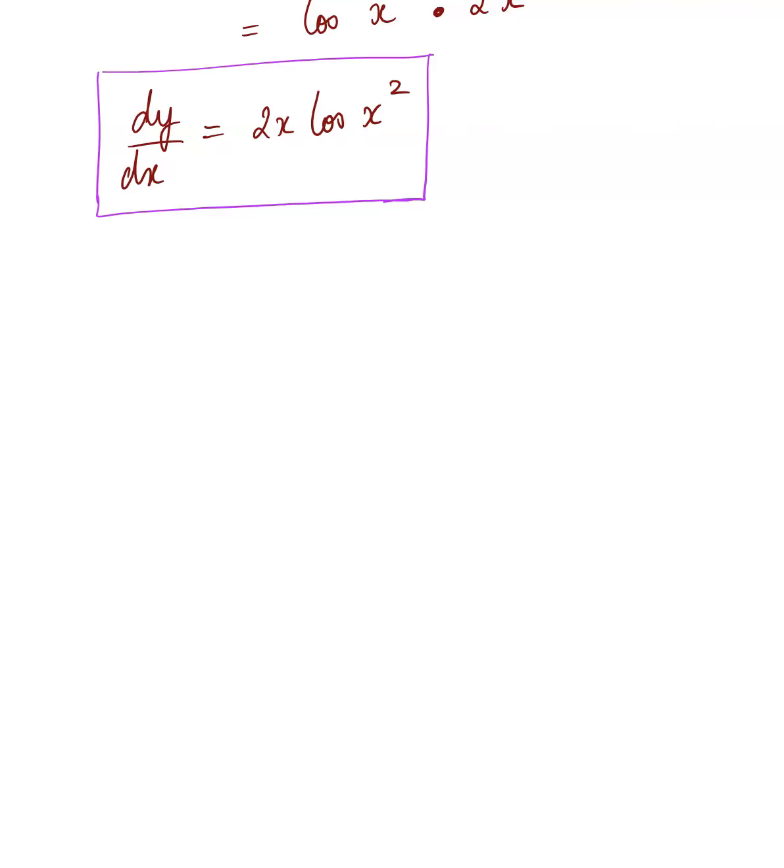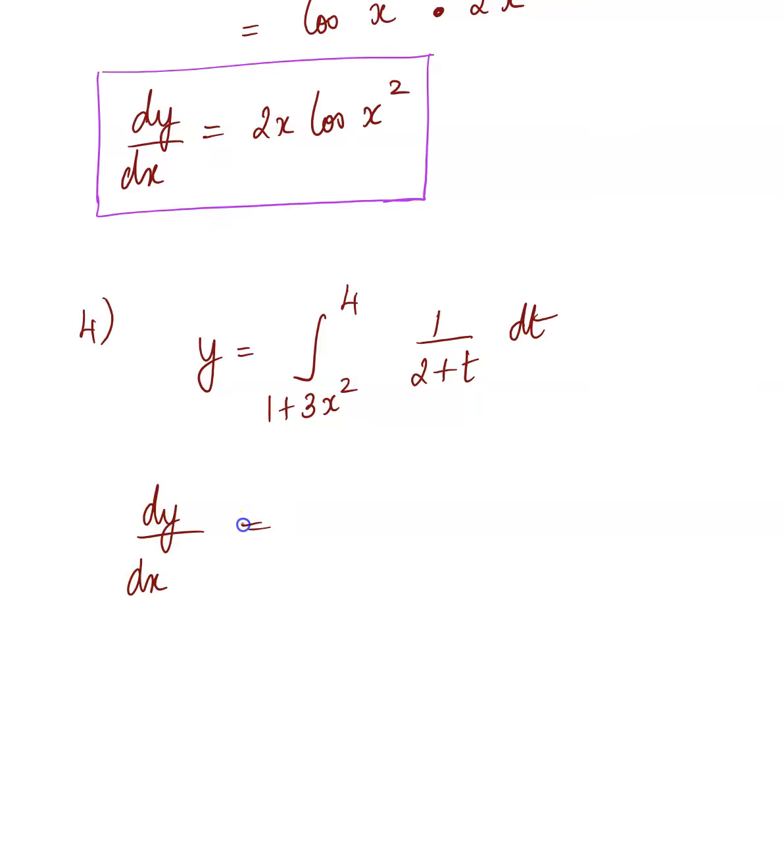We'll do another one. 1 plus 3x squared to 4, that's the integral. 1 over 2 plus t dt. It does look a little complicated, don't worry. So this is d over dx of y. So this is our integral.